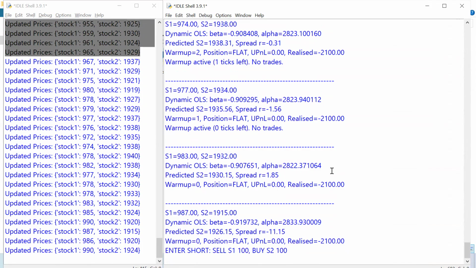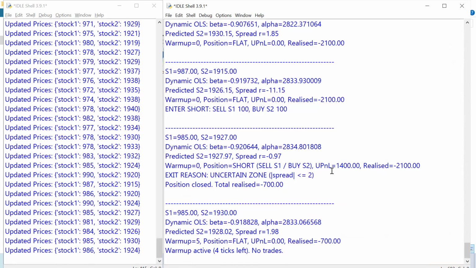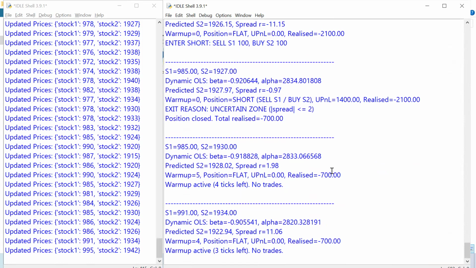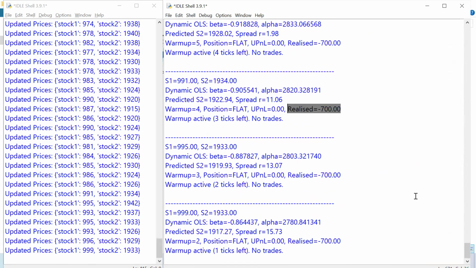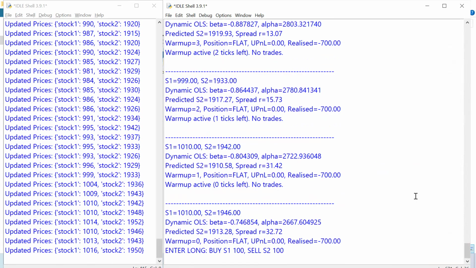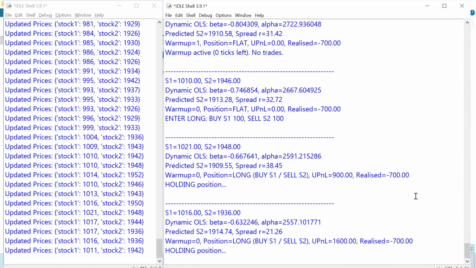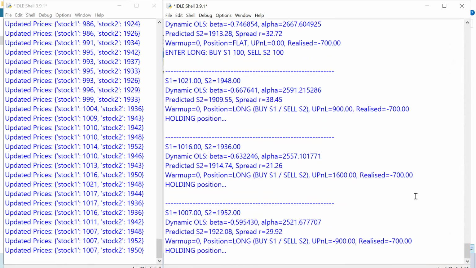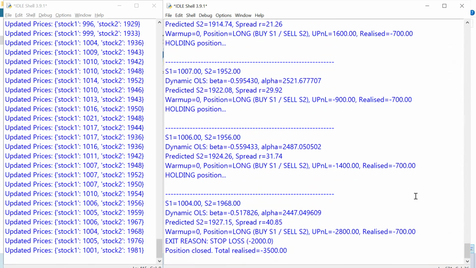Okay, sold S1 because the spread logic is that way only. Okay, we got the profit. We booked the profit already. See how fast it is. We minimize the loss. Again, we are in a tick cycle, warm-up cycle. Okay, we bought S1 and S2 is sold. We got a good level of momentum in the market. Okay, we have to exit the trade.